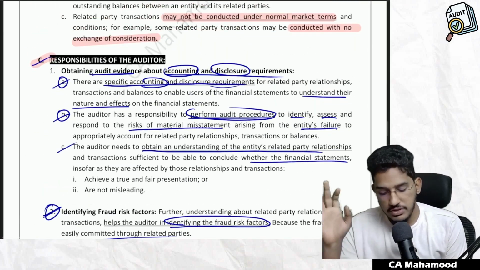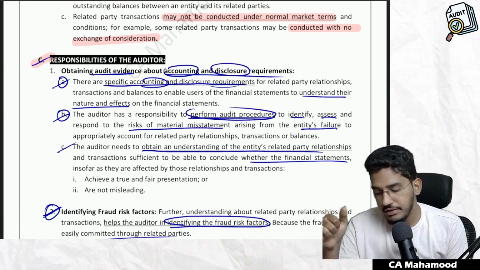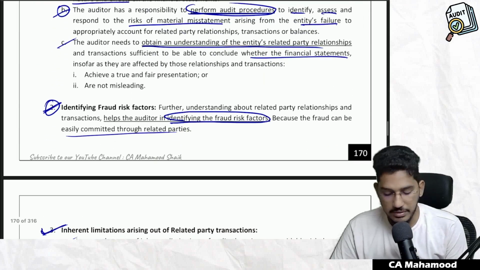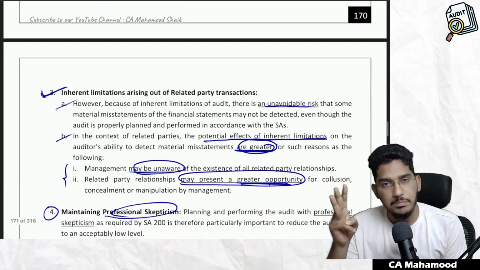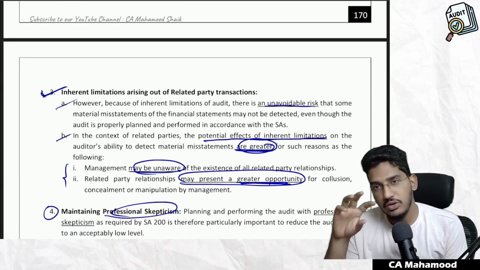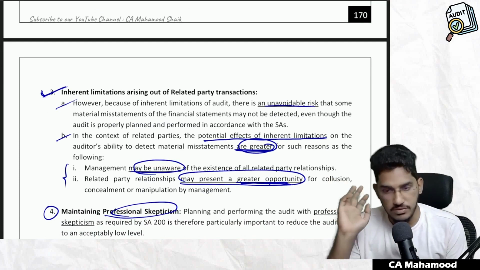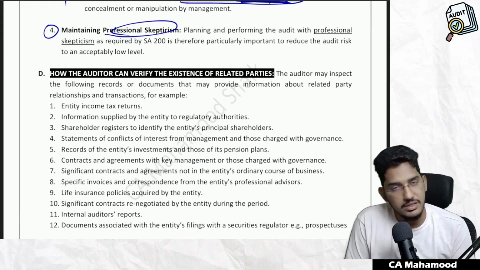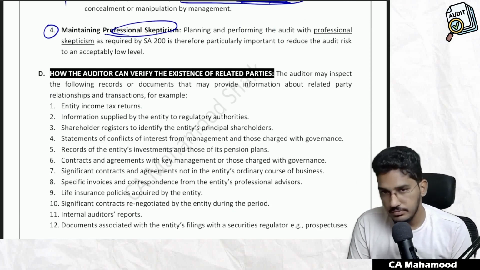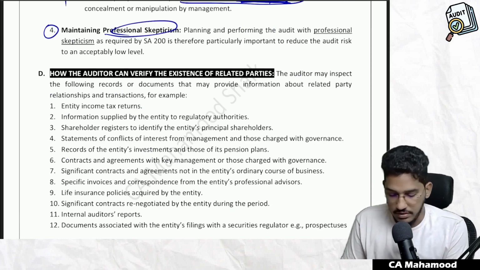So what are the responsibilities of the auditor? Number one, you have to obtain audit evidence regarding accounting and disclosure requirements. Number two, you have to identify the fraud risk factors. Number three, you have to understand that the impact of inherent limitations is much higher because of related party relationships, and also you have to maintain an attitude of professional skepticism. Understood? So this is the third point.